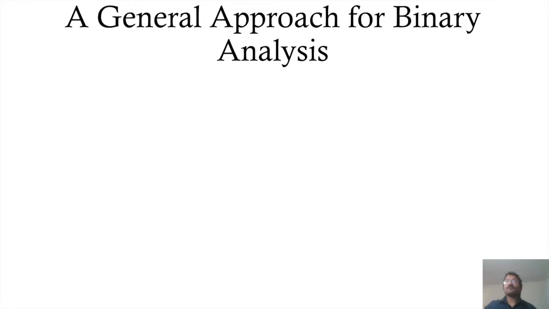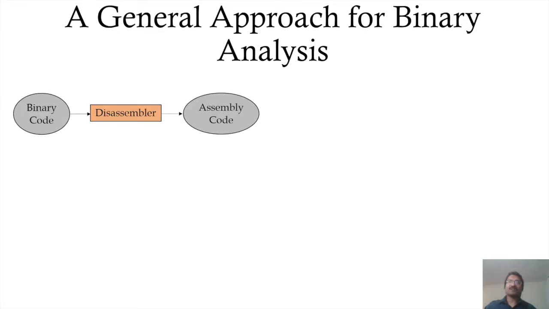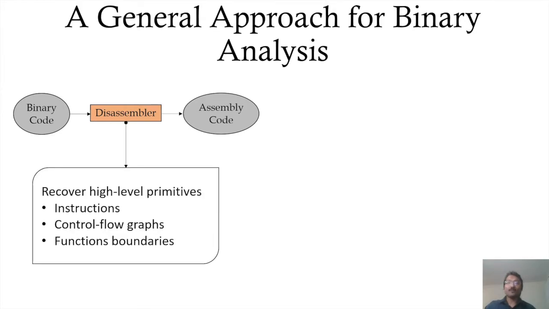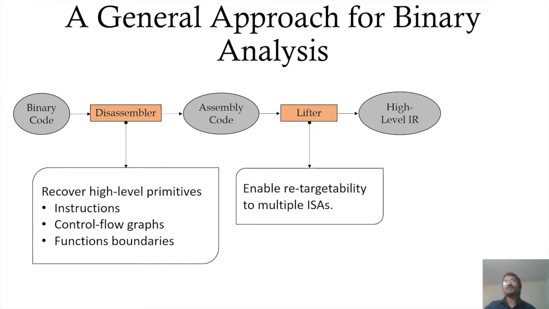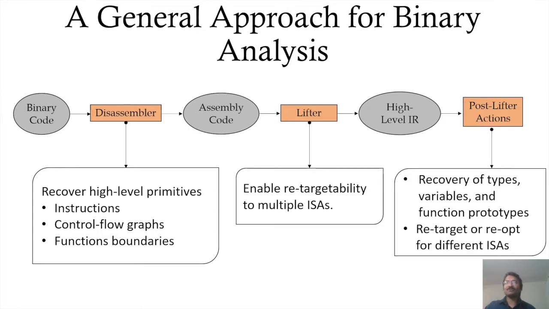Binary analysis is generally performed by existing decompilation or reverse engineering platforms, which are broadly implemented using a three-step process. First, the binary code is disassembled to assembly code. This translation exposes various high-level properties like instructions, control flow graphs, function boundaries. Next, the assembly code is transformed into a high-level IR using a tool known as a lifter. This tool allows the decompilation framework to handle the complexity and diversity of multiple ISAs. Finally, various analyses and transformations are performed on the lifted IR. This step is meant to serve one or more of the following goals, like recovery of types, variables, and function prototypes, and so on and so forth. In this presentation, we will be focusing on the tool lifter.